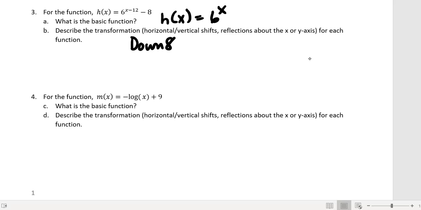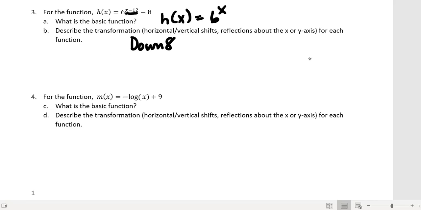Okay, it's a vertical shift down 8. Now, the next one is a horizontal shift, and you're going to look at the expression that's the x. So if you have the function that's x minus c, that means you're going to be going right c units. If it's x plus c, you're going to be going left c units.